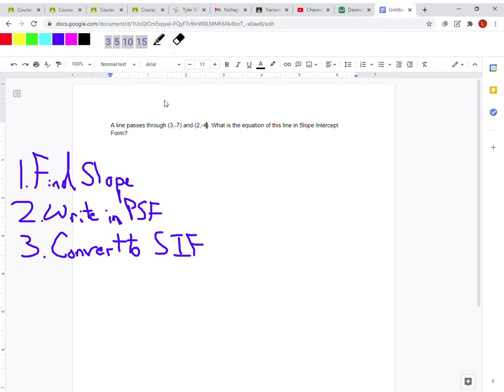But let's take a look at step 1. Find the slope. Well, we know to find the slope of a line, we use the slope formula: y2 minus y1 divided by x2 minus x1. And in order to get our variables, we have to label our coordinates as x1, y1, and x2, y2. So let's go ahead and substitute in what these are equal to.